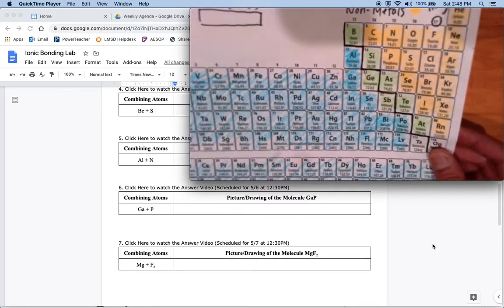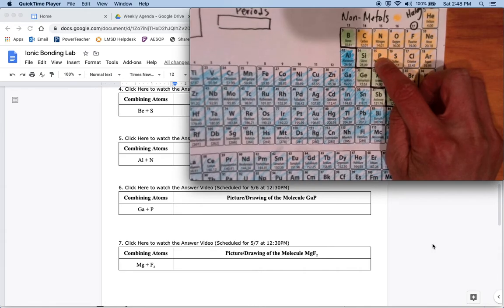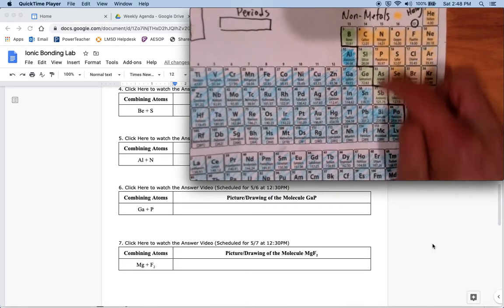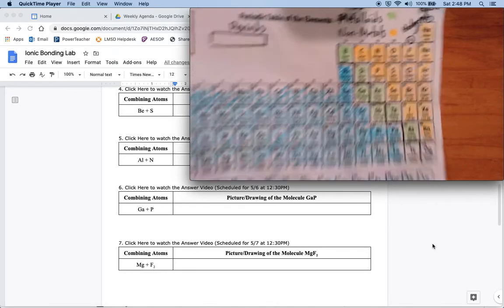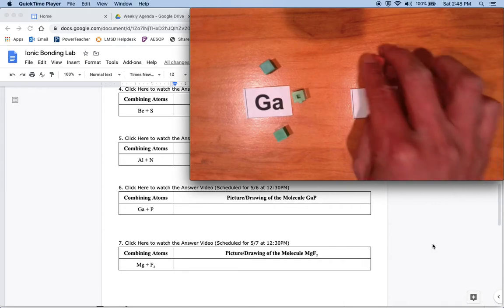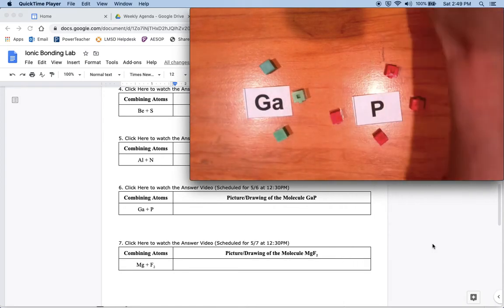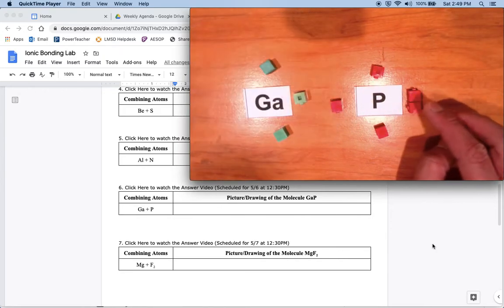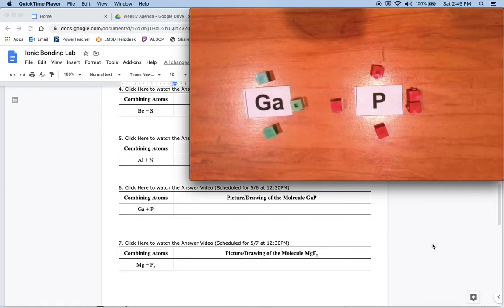All right, and then P is right here. So if I'm working backwards, 8, 7, 6, P is in the 5th tallest column or group. That means it's going to have 5 valence electrons, right? 1, 2, 3, 4, and 5 valence electrons. Okay, perfect.